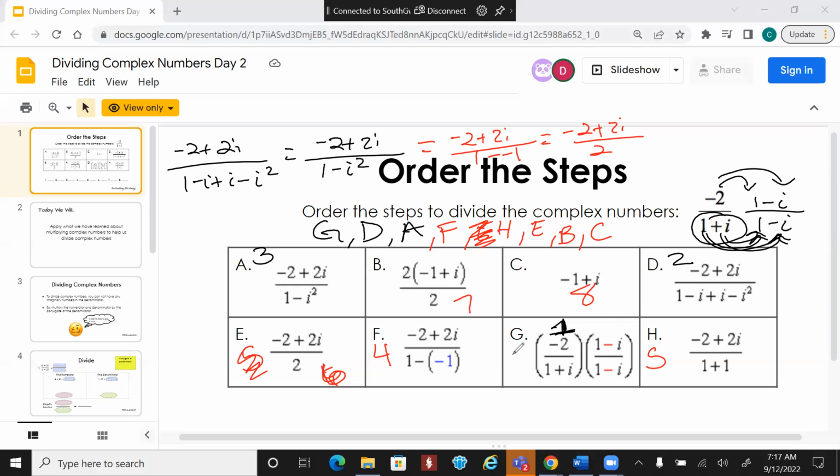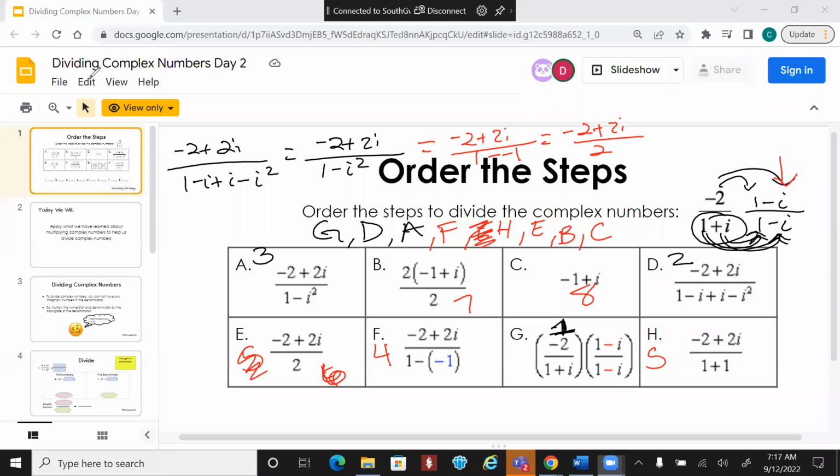Now, these are pretty lengthy. It's a lot of multiplying. So with that being said, what I need you to remember is the conjugate. Multiply by the conjugate. And then that i squared equals -1.